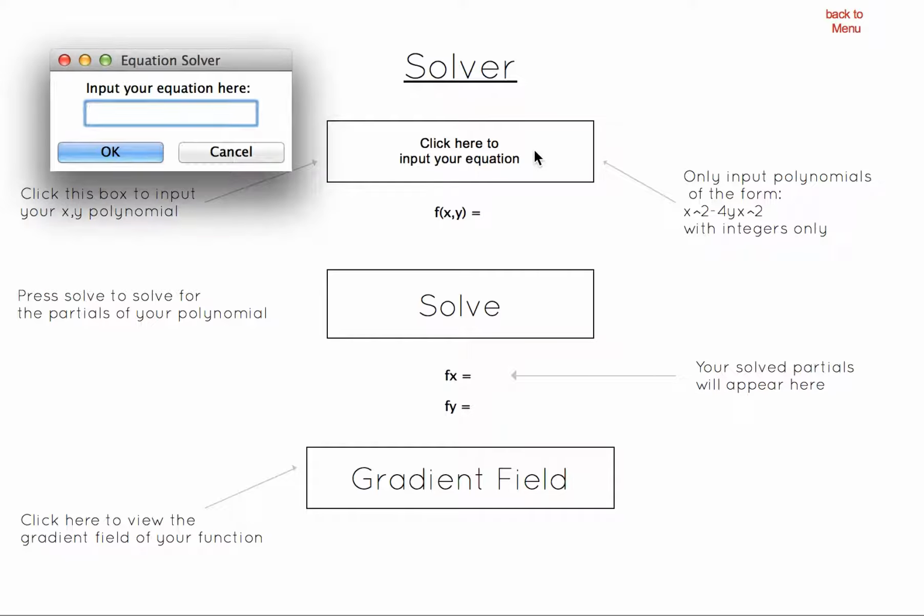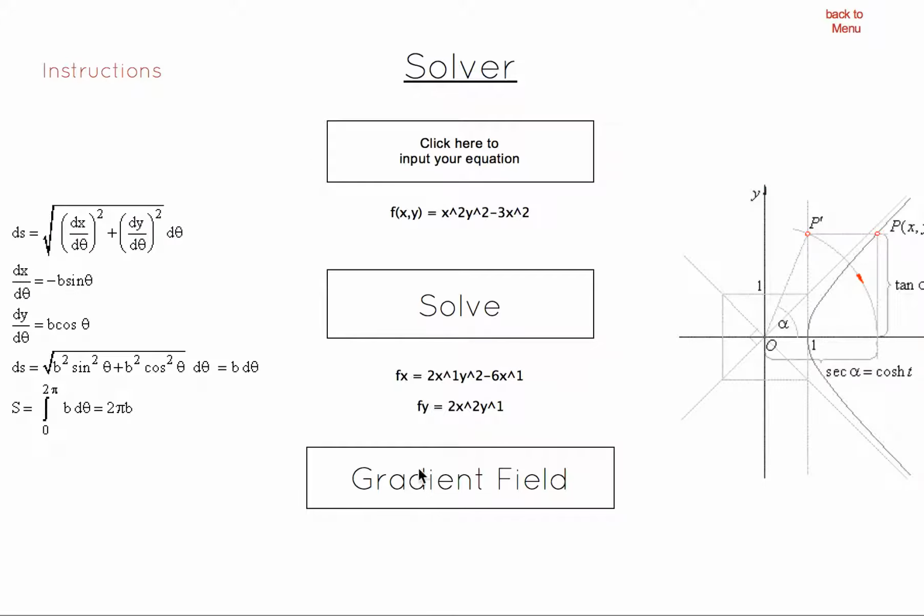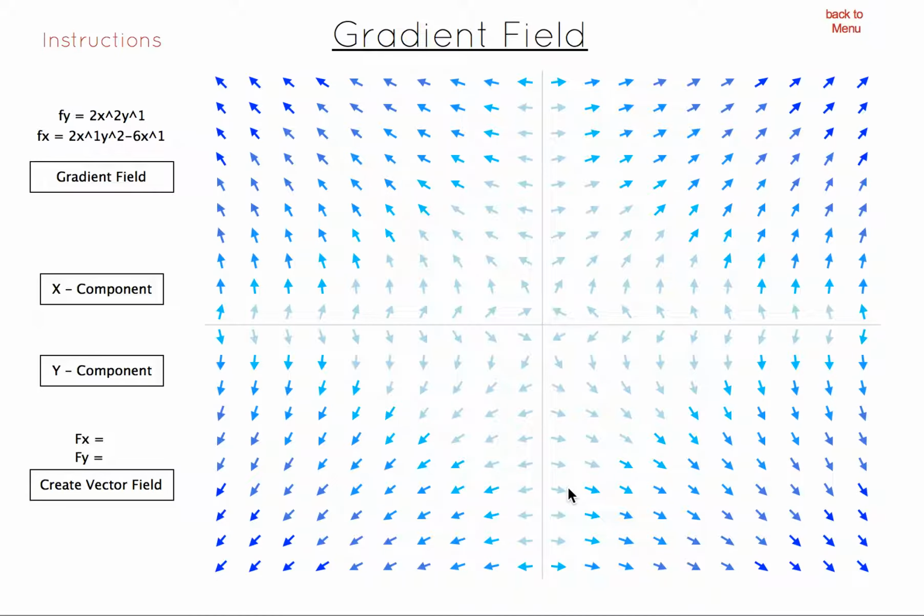Let's say I want to solve for x squared y squared minus 3x squared. I press solve, and here I have the partials. Now I'll press the gradient field button. Here we see the vector field representation of the gradient of my inputted function. The magnitude of the vectors are represented by the hue they have. The darker the blue, the bigger the magnitude.